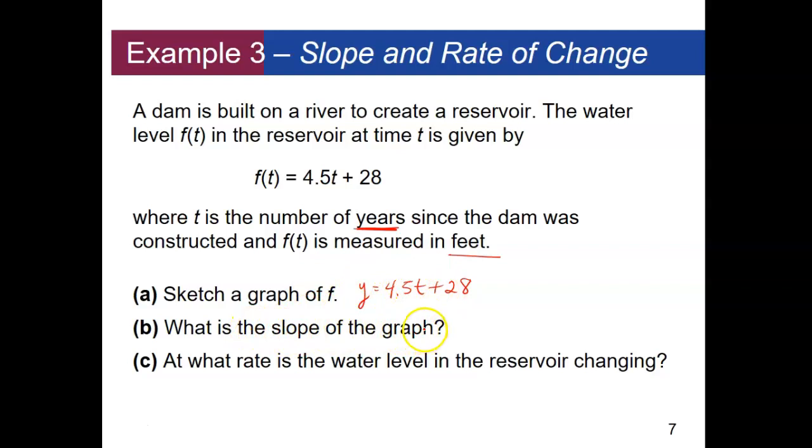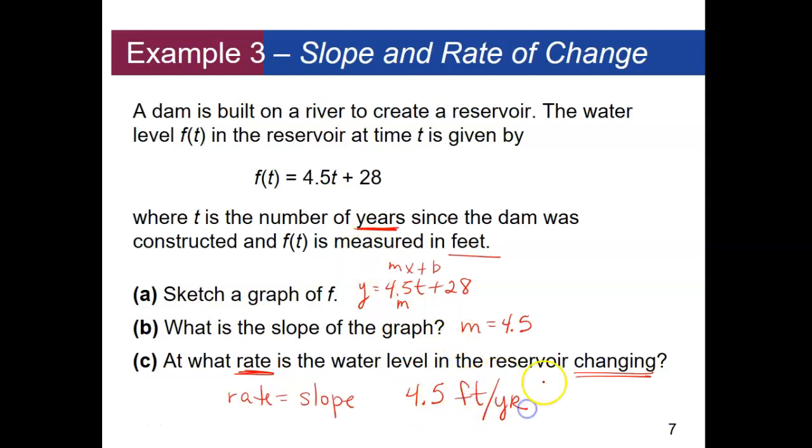What is the slope of the graph? So if I've translated this into this equation here, then I can clearly see this is my m, because this is my mx plus b format. So the slope is going to be 4.5. And then what is the rate? We said that the rate something is changing is equal to the slope. So I'm going to give the 4.5, but I do want to give my units with this. So this is changing at 4.5, and this is feet per year.